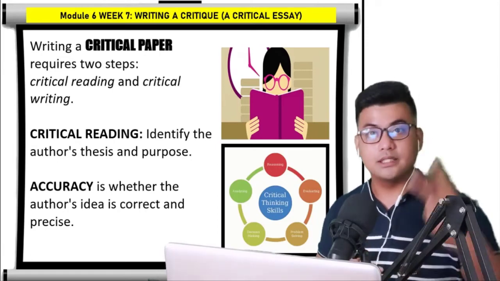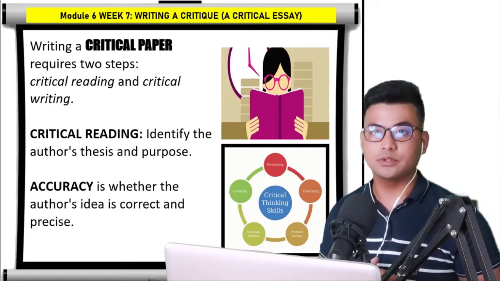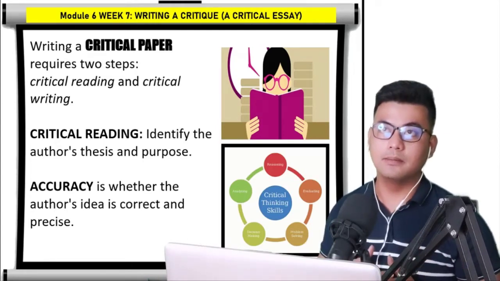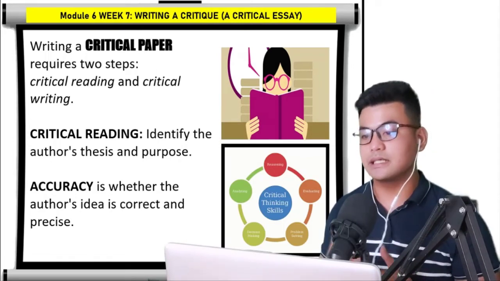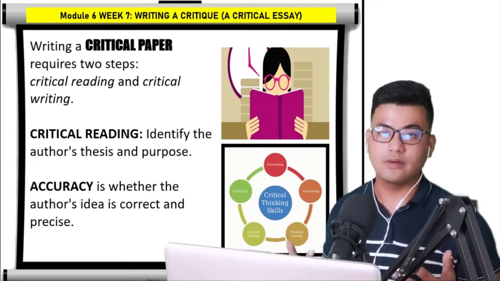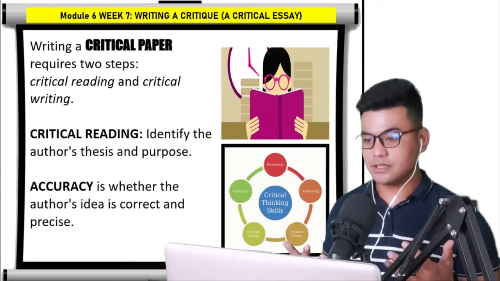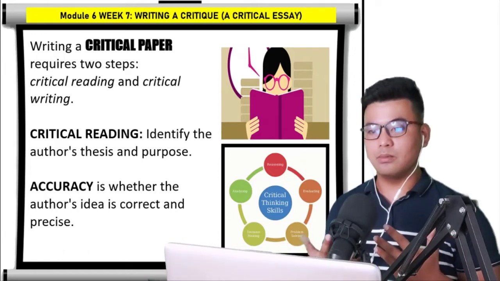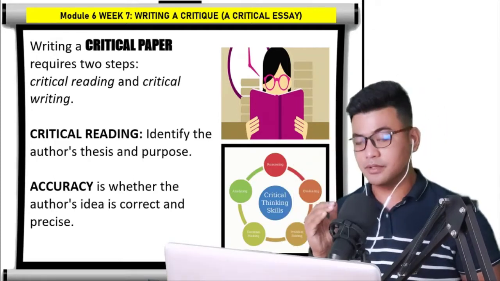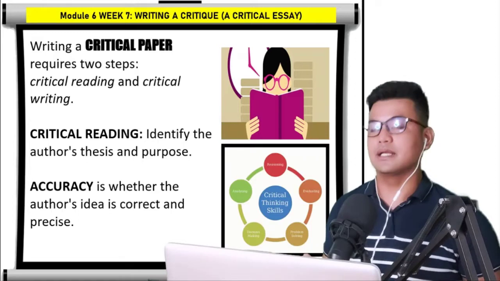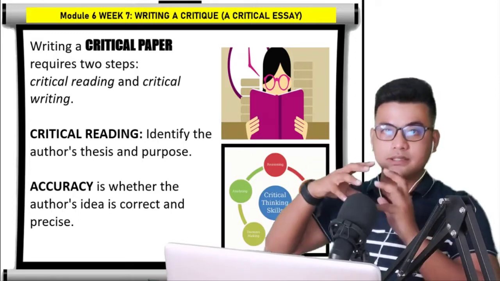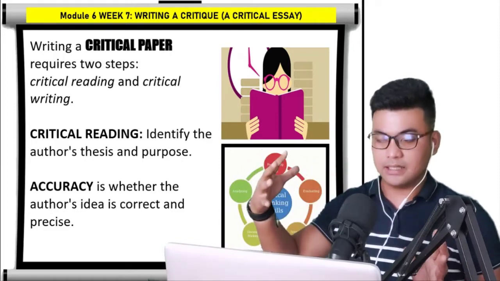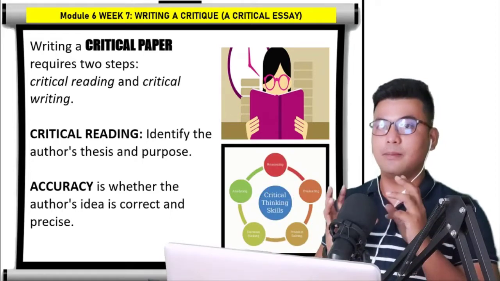Writing a critical paper requires at least two steps. You need these two preliminary requirements to understand how to write a critical paper. First is critical reading, and secondly is critical writing. So everything is critical here. Of course, you also need critical reading: identify the author's thesis and purpose. You don't just take a portion, read it, and give a comment. That is not critical reading, because critical reading means you understand the whole idea, the whole structure, not just a portion of it.